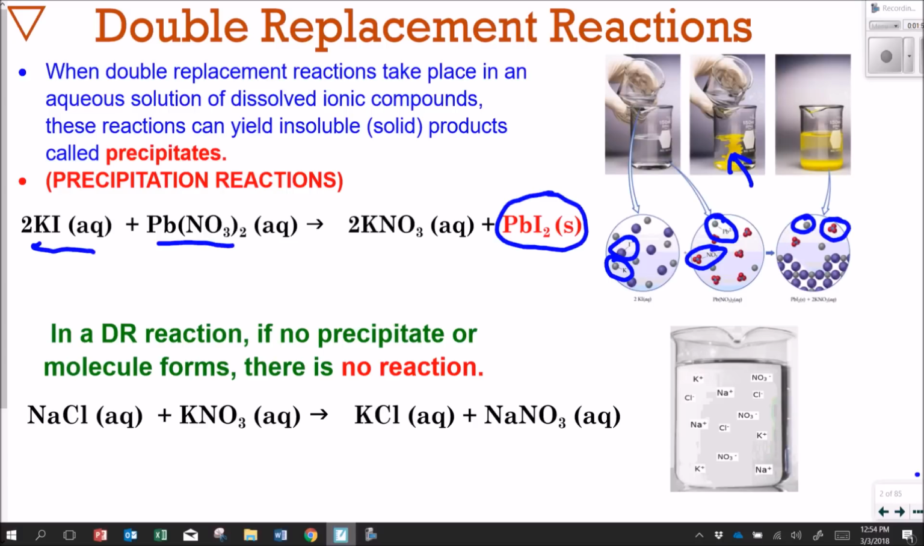When no precipitate or molecule forms in a double replacement reaction, there is actually no reaction taking place. So when sodium chloride and potassium nitrate are mixed in this beaker, the resulting dissolved ions actually stay dissolved in the solution because the two products are also soluble. So we have our potassium, chloride, sodium, and nitrate ions all still dissolved in the solution.